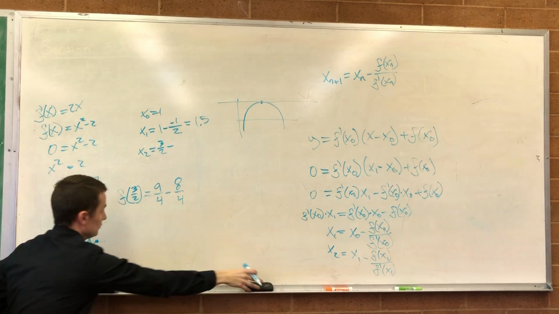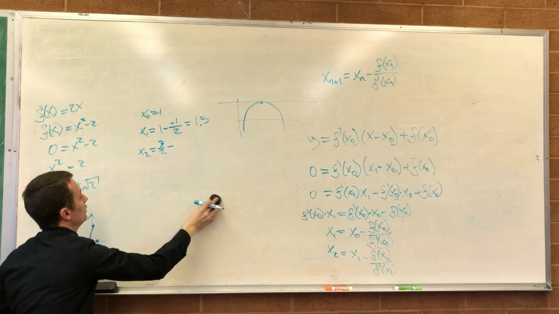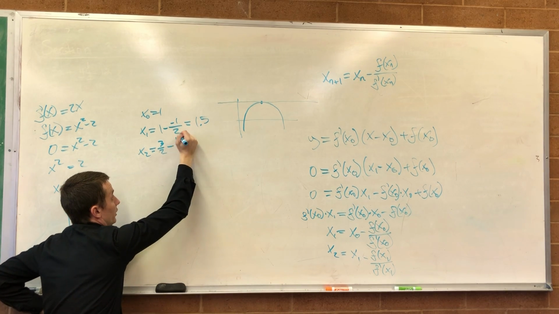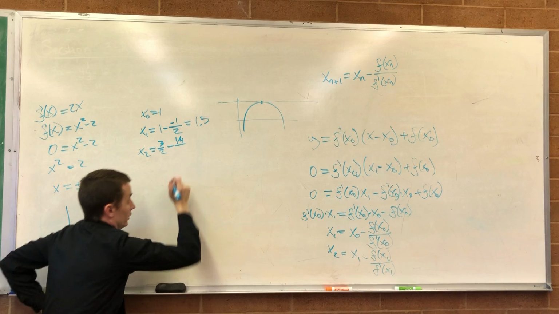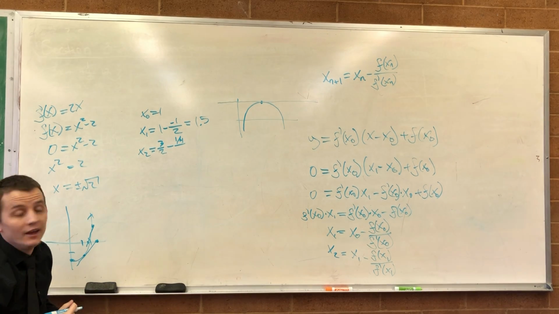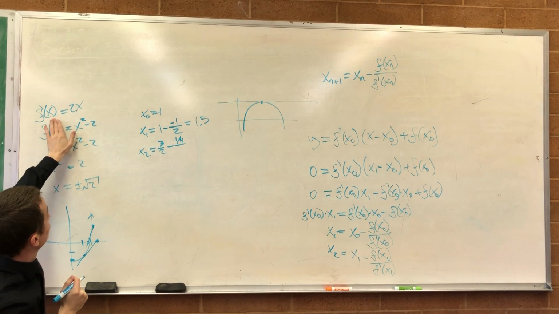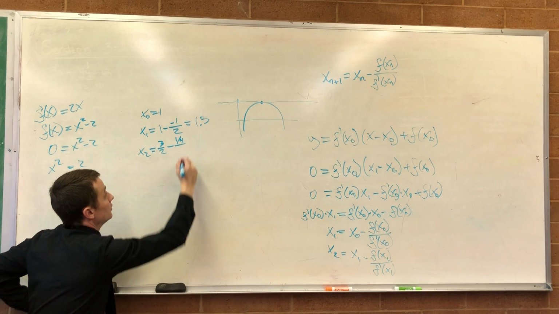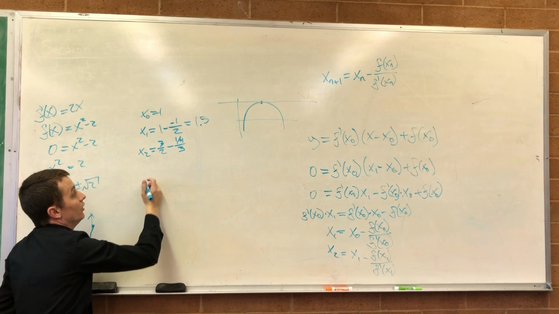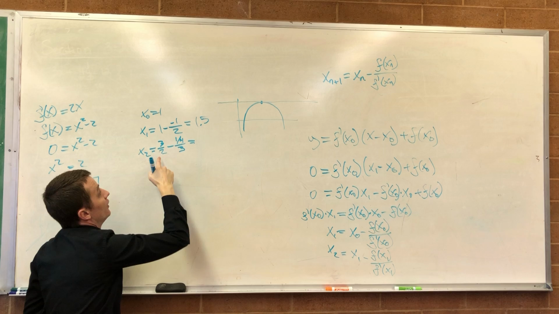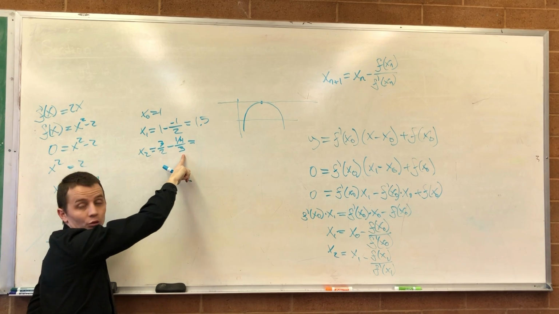So 1/4. So we're going to get 1/4 over f prime, which is 3. Oh, that's 3. There we go. So this is equal to 3/2 minus a 12th.